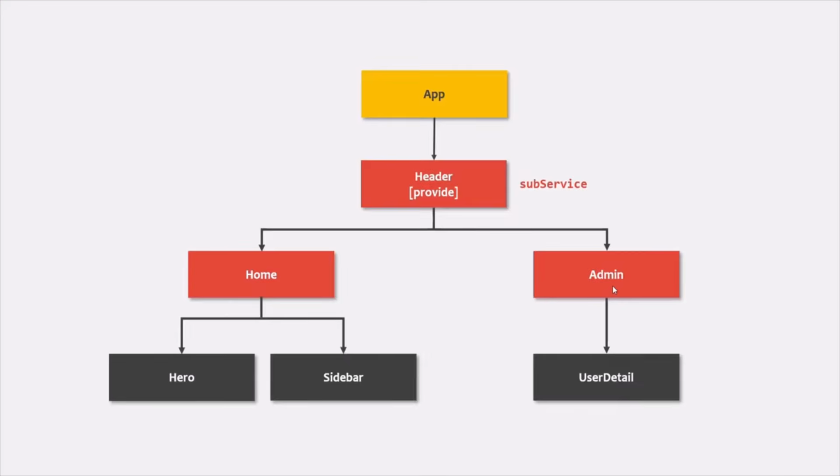So according to hierarchical injection, since we have used the providers array on the header component, an instance of the service will be injected in the header component. And the same instance will also get injected in all its child components and their child components. So you see, the same instance is also available for the child component of this header component and for their child component as well. And this is called hierarchical injection.